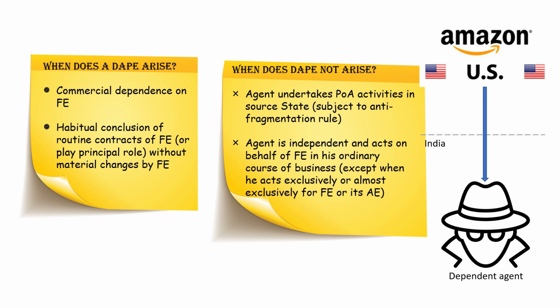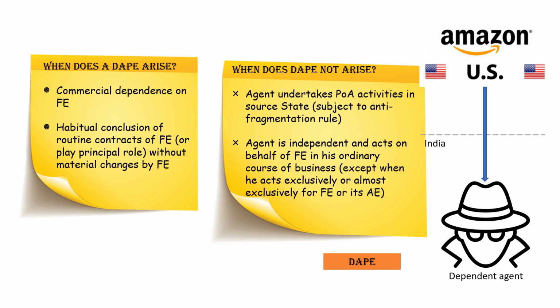Independence here should be established both from legal and economic perspective, where the person's commercial activities for the enterprise are subject to detailed instruction or to comprehensive control. Such person cannot be regarded as independent of the enterprise. Further, where the agent acts exclusively or almost exclusively on behalf of the foreign enterprise or its closely related enterprise, then independence is hampered. If there is a conflict between the fixed place PE or the dependent agent PE, the dependent agent PE shall prevail over the fixed place PE.